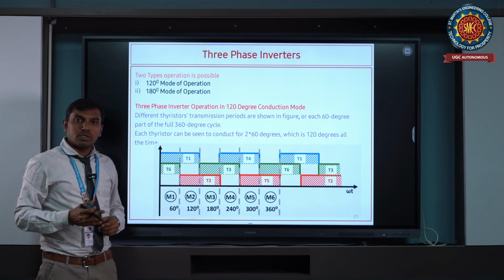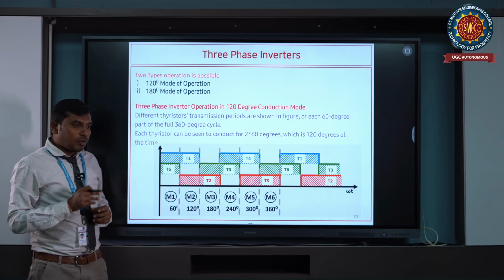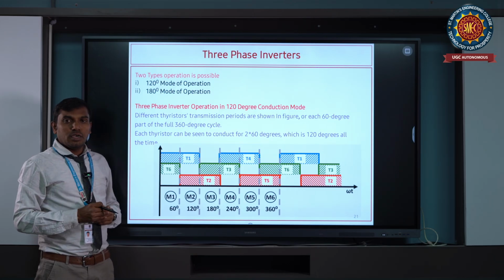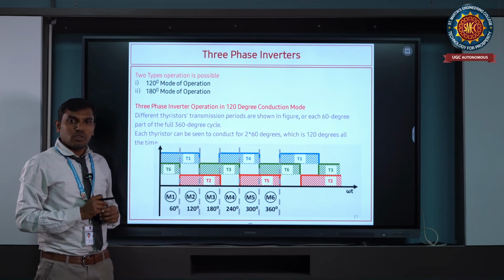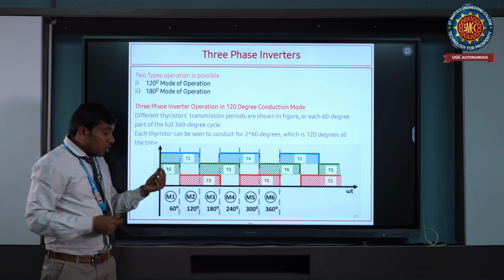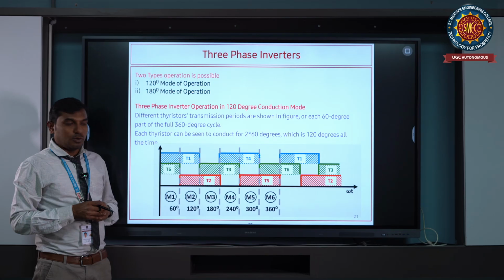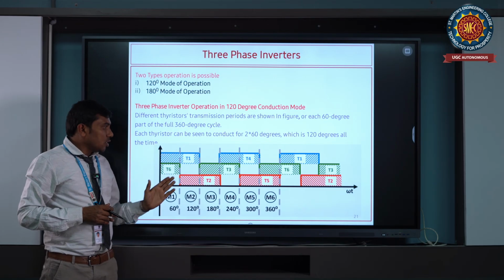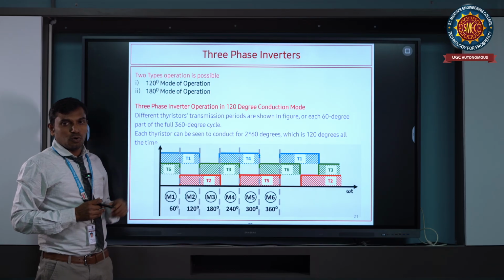Similarly, you have one more mode of operation, called the 180 degree mode of operation. In that, the switches conduct for 180 degrees. The disadvantage in the 180 degree mode of operation is that there is very little turn off time available for the switches, whereas in the 120 degrees mode of operation you have 60 degrees of time available to turn off the switches, so that it avoids a dead short circuit. Now let us see how the switches are turned on and turned off, and how a three-phase AC signal is generated using this 120 degree mode of operation.